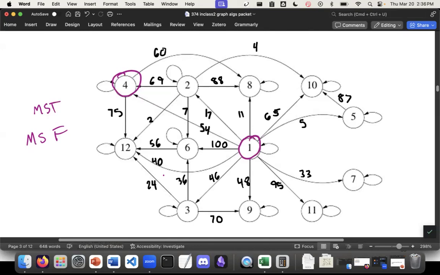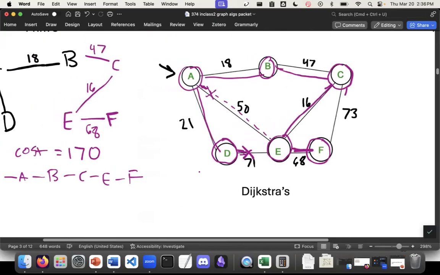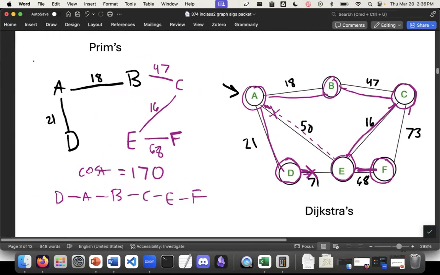Any questions before we go forward? Okay, I just want to clarify. So for these, I'm looking for this information of what's the spanning tree and what's the total cost.